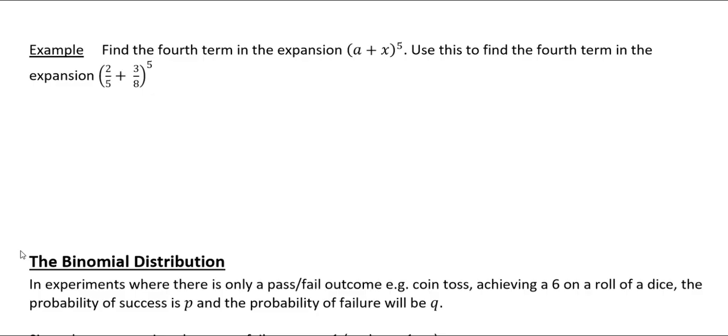This example says find the fourth term in the expansion of (a + x) all to the power of 5, and then use this to find the fourth term in the expansion of (2/5 + 3/8) all to the power of 5. Now the first thing I'm going to do here is draw my Pascal's triangle so I can find what the coefficients will be for my (a + x) to the power of 5. So Pascal's triangle, 1 at the top, then 1 and 1 below, and then get your 2 by adding the 1 and the 1, put 1s on the outside, and continue that pattern on down until you get down to the row containing 1 and then 5.